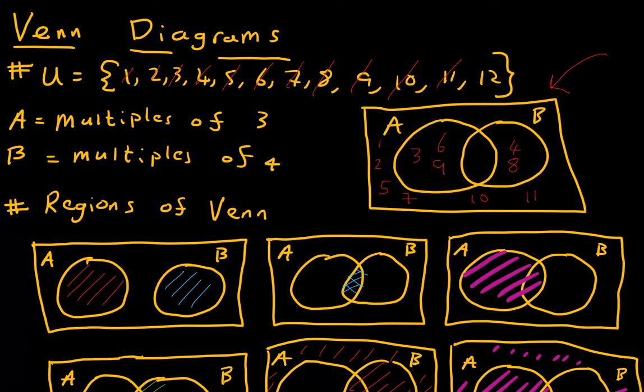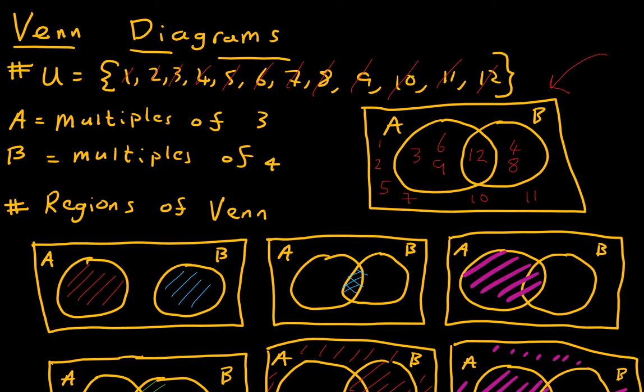Then we've got 12. Now 12 is an interesting one because it's a multiple of 3 and also a multiple of 4. I want you to pause the video and see if you can work out where we put the 12. Hopefully you've done that now. So the 12 goes in the middle.